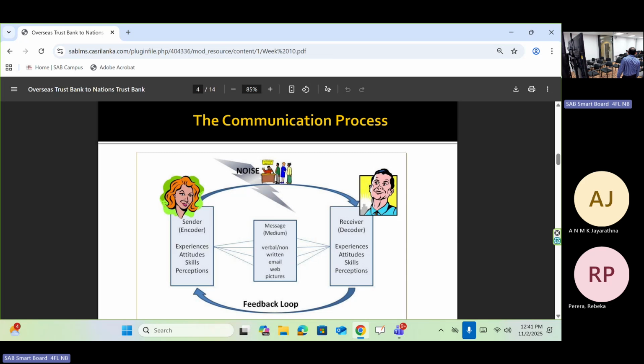Information can be obtained from our senses, but it is processed psychologically through our perceptual process. Then based on the perceptual differences, they may make decisions differently. Right. Communication is also a decision-making process. It involves decision-making, choice-making.